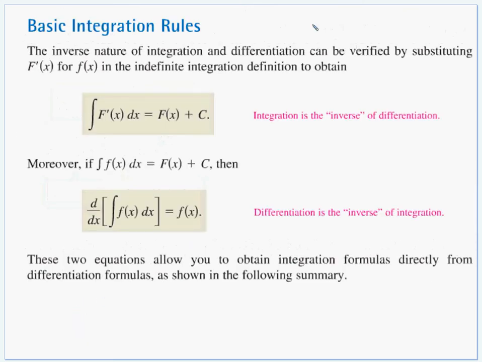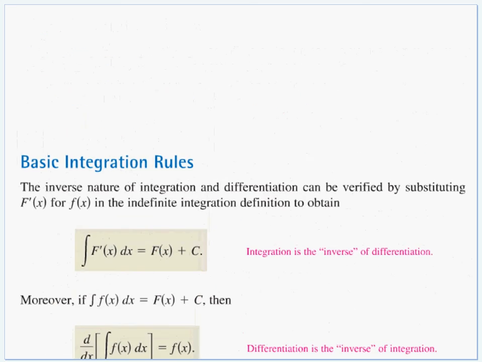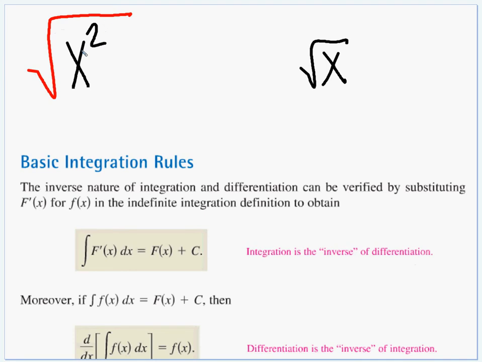So let's talk about some basic integration rules. The inverse nature of integration and differentiation can be verified by substituting capital F prime of x for f of x in the indefinite integration definition to obtain this. And here's a quick refresher. Remember squares and square roots. If I have x squared and the square root of x, they are inverses of each other. So if I take this x squared and I square root it, the square and the square root cancel, and your answer is x. Same thing here.